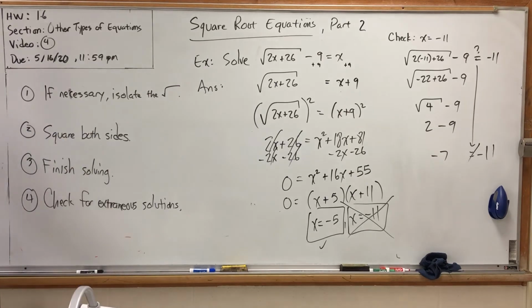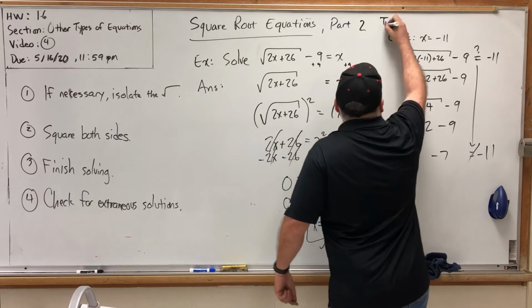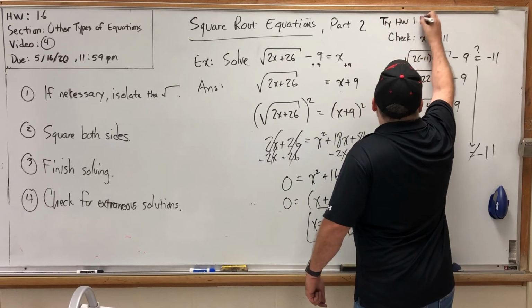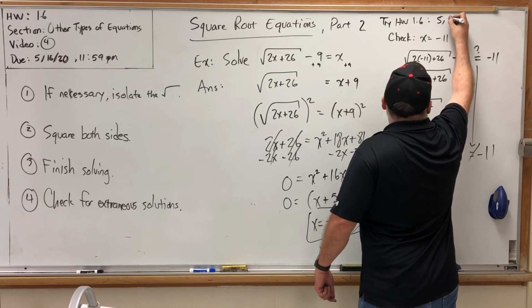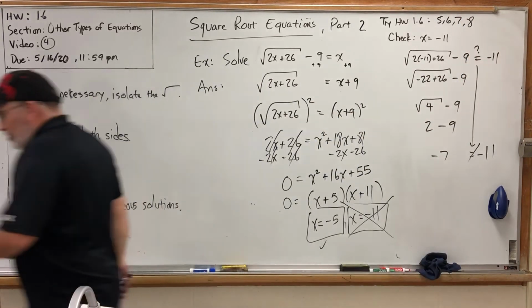All right, so at this point, you should go into the homework and try questions 5 through 9. So try homework 1.6, numbers 5, 6, 7, and 8. I'm sorry, I said 5 through 9, it's just 5 through 8.